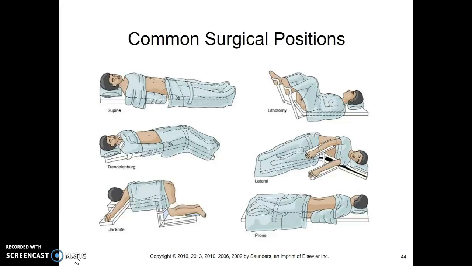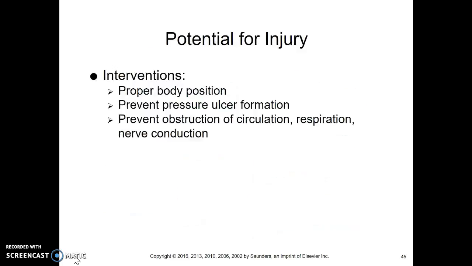These are some pictures of some common surgical positions, just to know that cases are done in different ways to get at specific organs. Potentials for injury occur because of this, because patients are laying in one position sometimes for hours. So they may have pressure ulcers actually form because they're not able to tell you that something is pressing or hurting, or that blood flow is being cut off in their extremity, or nerves being damaged by the way they're laying.